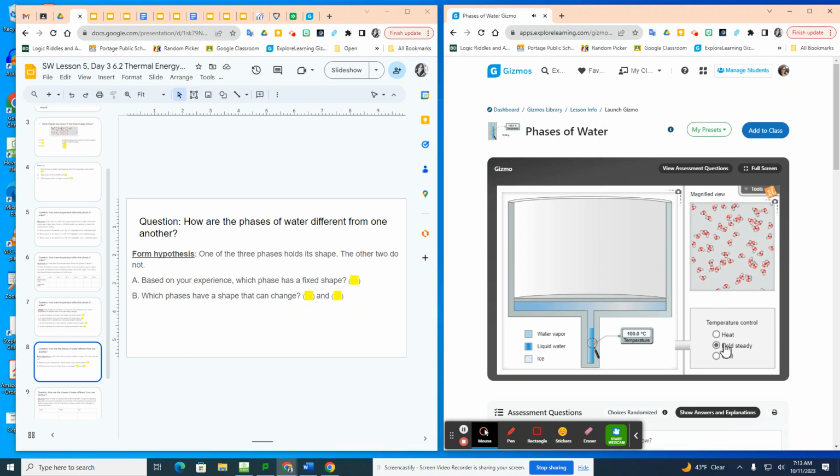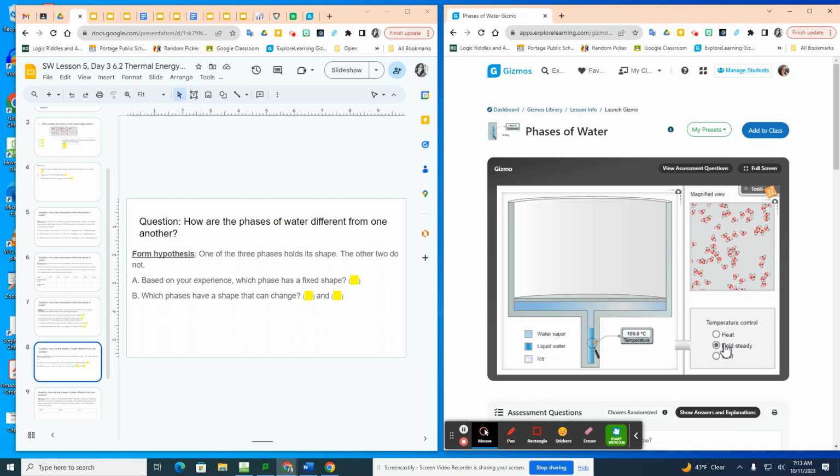How are the phases of water different from one another? We're going to hypothesize one of the 3 phases holds its shape. The other 2 do not. So based on your experience, which phase has a fixed shape? Meaning it doesn't change even when you put it into different sized containers. The shape doesn't change. And B, which phases have a shape that can change?